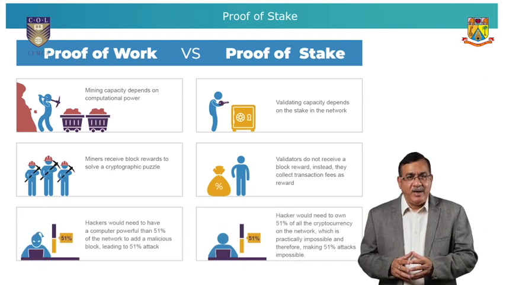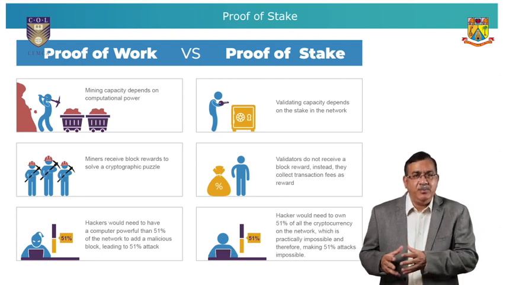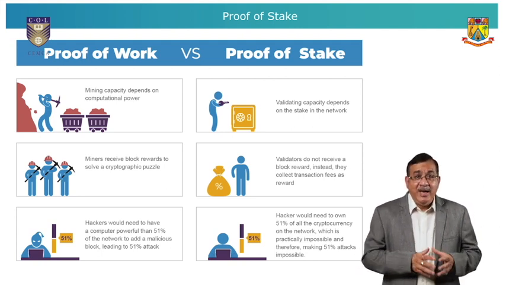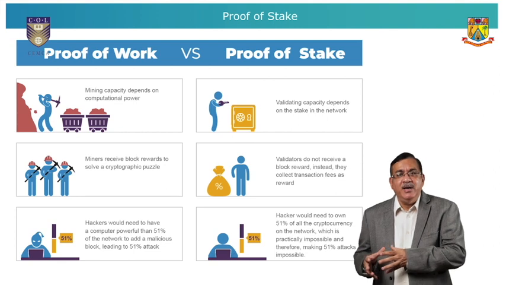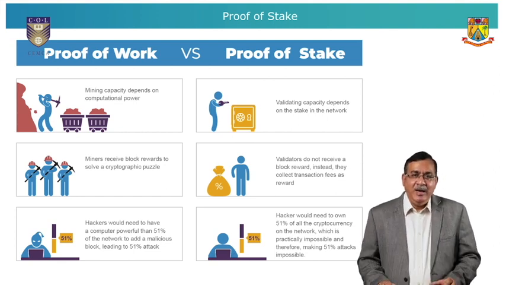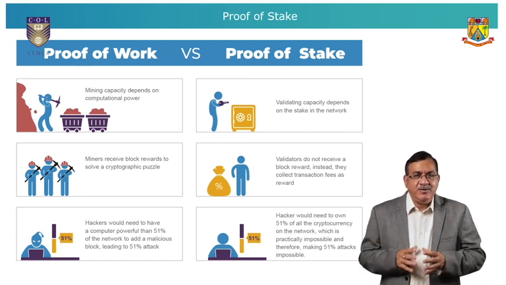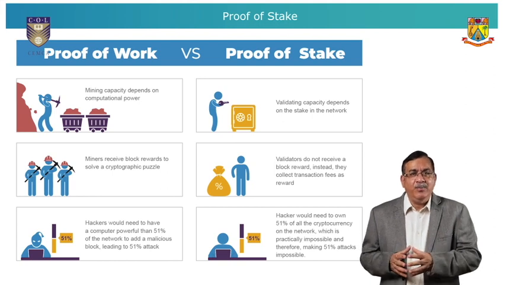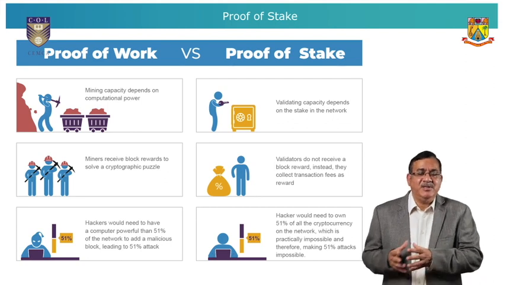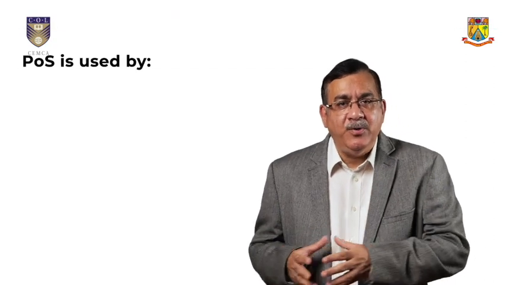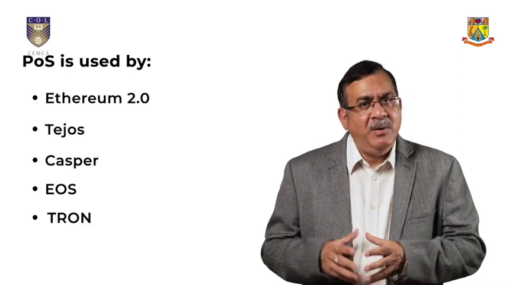In POW consensus mechanism, an attack on the network is possible if you have 51% of the computational power of the entire network. To gain that much computational power, one has to spend a vast amount of money, and it is economically disincentivizing to attack the network. In POS consensus algorithm, one needs 51% stake in the network to successfully attack it, which is also practically impossible and a disincentive for an attacker to attack a network in which he has 51% stake. The blockchain protocols using POS are Ethereum 2.0, Tezos, Casper, EOS, Tron, and many others.